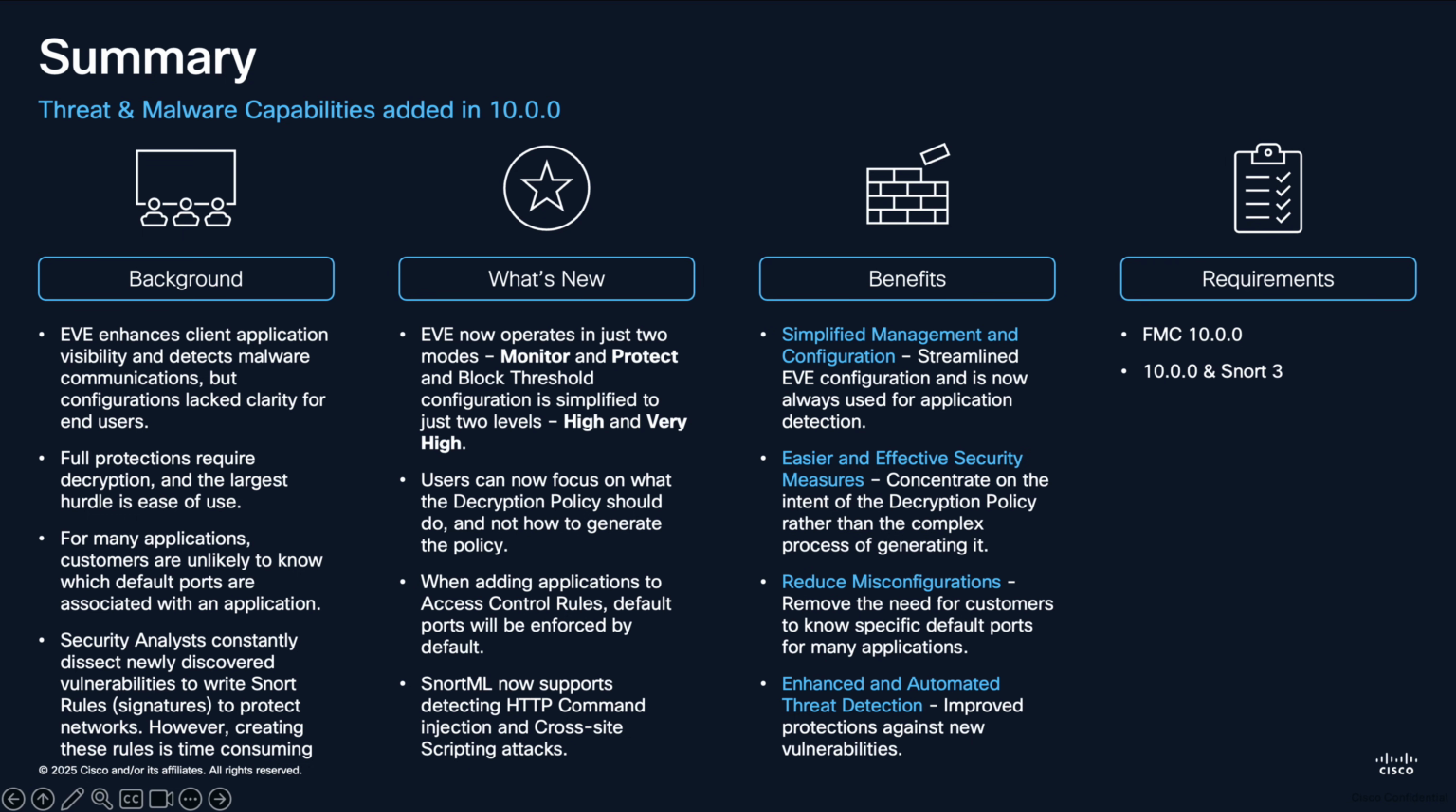So moving on to what's new, we've made several critical updates. Eve now operates in just 2 streamlined modes, Monitor and Protect, and the block threshold configuration has been simplified to just 2 levels, High and Very High. This means users can now focus on the intent of their decryption policy, rather than getting bogged down in the complex process of generating it.